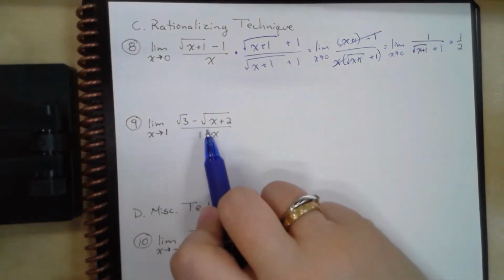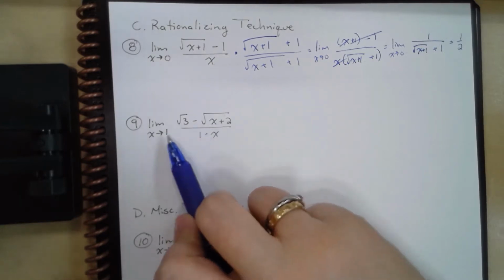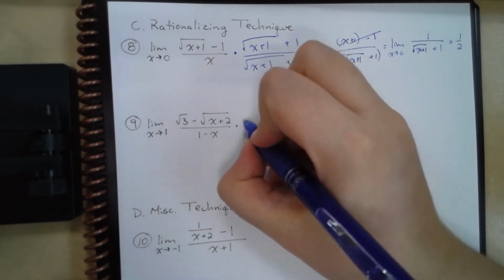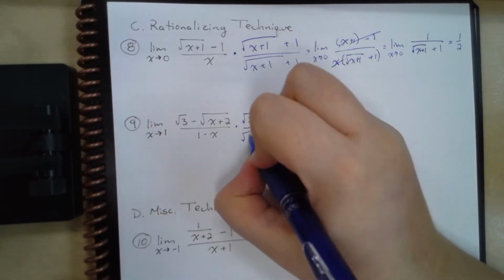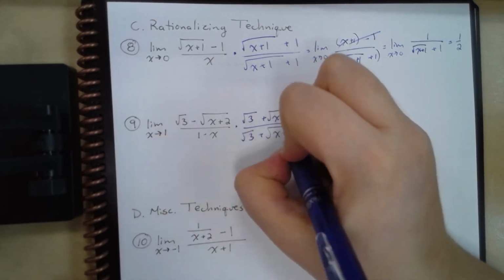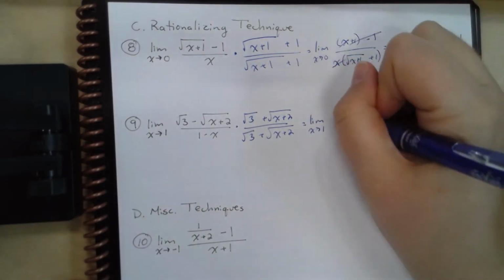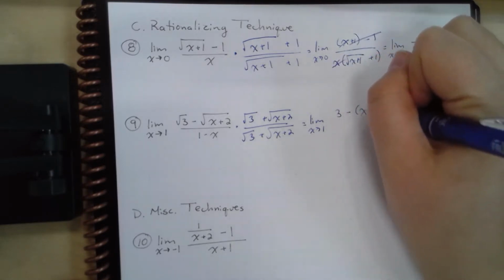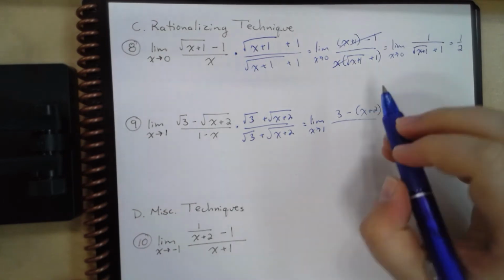We have radical 3 minus, this is going to be 1 plus 2 is radical 3, so that's 0 over 1 minus 1 is 0. 0 over 0, we have a hole, therefore we know that we have a limit. So let's multiply by radical 3 plus radical x plus 2. This is going to give us the limit as x approaches 1 of 3 minus (x plus 2). Again, I've kept that in parentheses so that I don't mess up with my negative signs there.